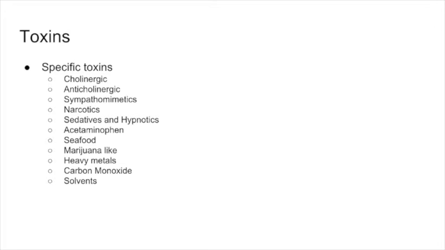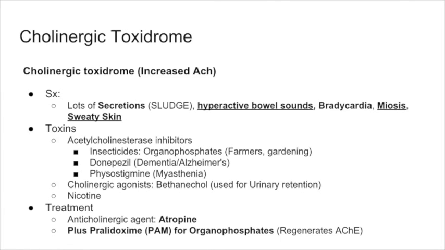So we're going to talk about cholinergic toxins, or cholinergic toxidrome, anticholinergic toxidrome, sympathomimetics, narcotics, sedatives and hypnotics, acetaminophen, which we've talked about before, seafood, marijuana-like drugs, heavy metals, carbon monoxide and other hemoglobin modifying agents, and then lastly solvents. So the first thing we're going to talk about is cholinergic toxidrome.